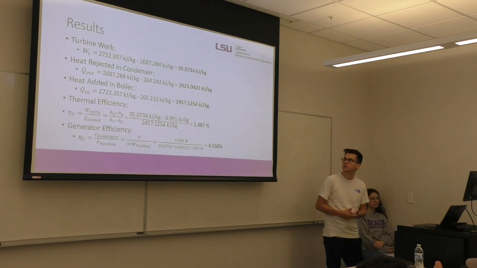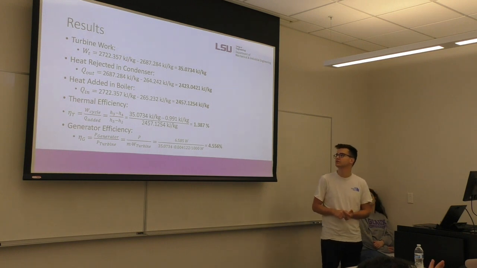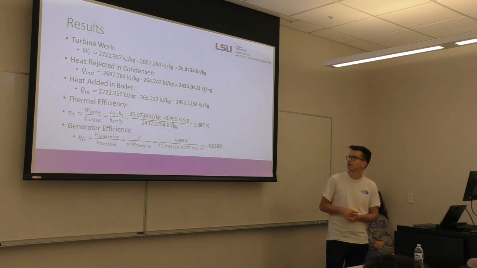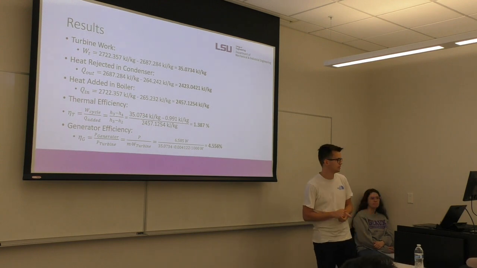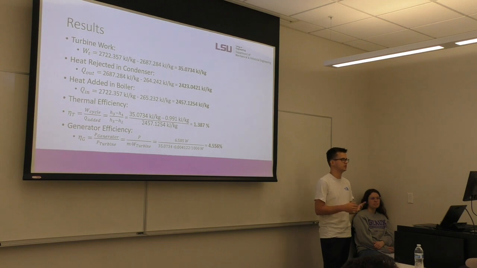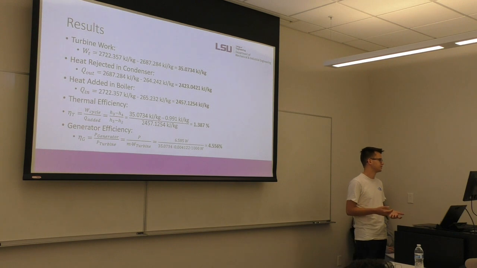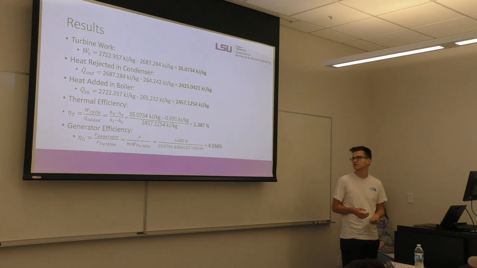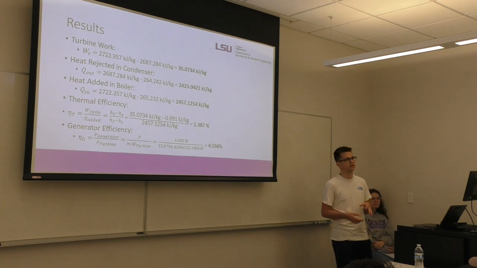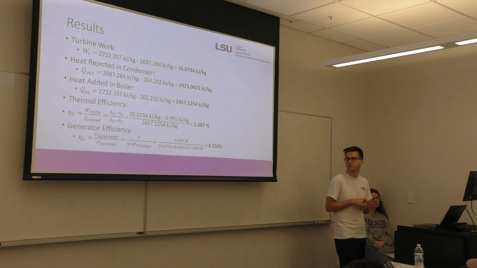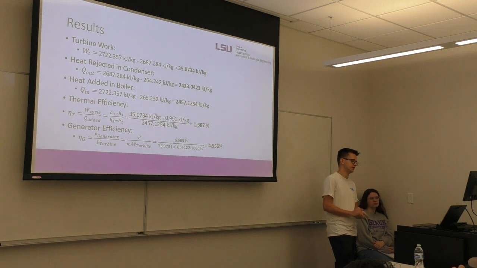So the results, the turbine work ended up being around 35 kilojoules per kilogram. The heat rejected from the condenser, as we would expect, was much larger at just over 2,400 kilojoules per kilogram. The heat added during the boiler stage was similarly over 2,400 kilojoules per kilogram. The thermal efficiency was found to be very low for the cycle at 1.387%. However, this can be due to some inaccuracies and inefficiencies in the cycle itself, which I will discuss in a minute. And the generator efficiency was also calculated based off the power from the generator over the power reported from the turbine at the steady state instance.